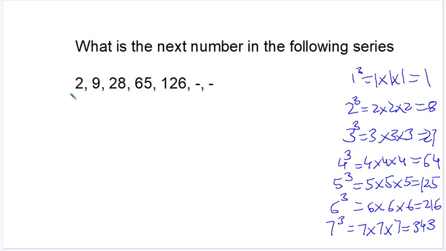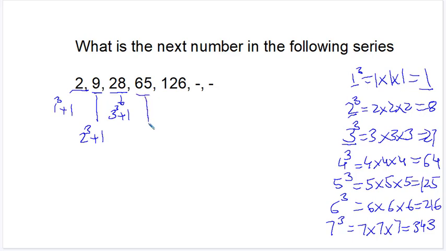The first term here, 2, is 1 more than 1 cube. So we can write the first term as 1 cube plus 1. The second term, 9, is 1 more than 2 cube. So 9 can be written as 2 cube plus 1. The third term, 28, is 1 more than 3 cube, 27. So 28 can be written as 3 cube plus 1.